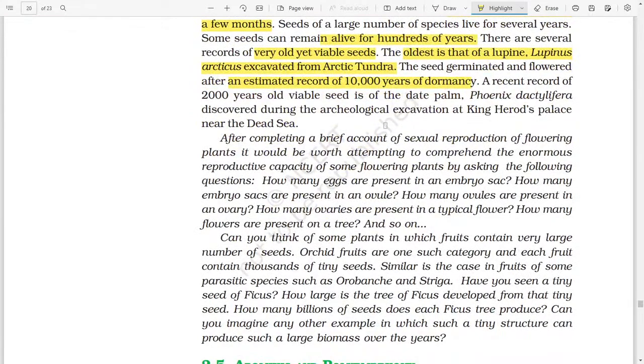A recent record is of 2,000-year-old viable seeds of the date palm, Phoenix dactylifera, discovered during the archaeological excavation of King Herod's palace near the Dead Sea.